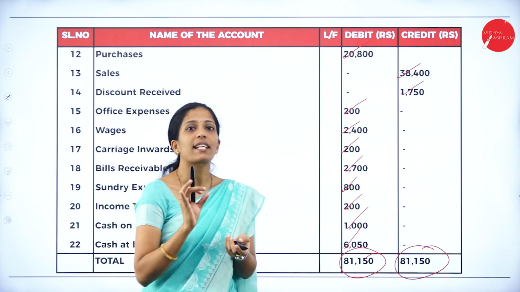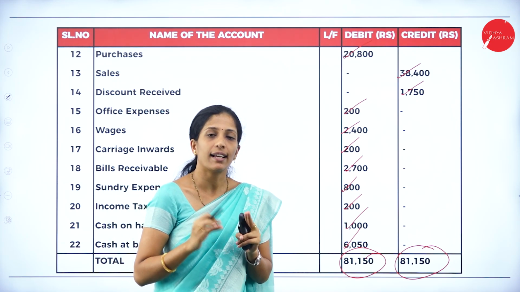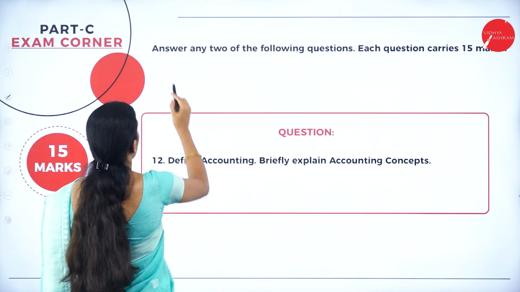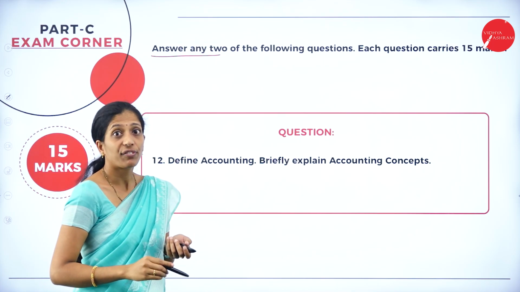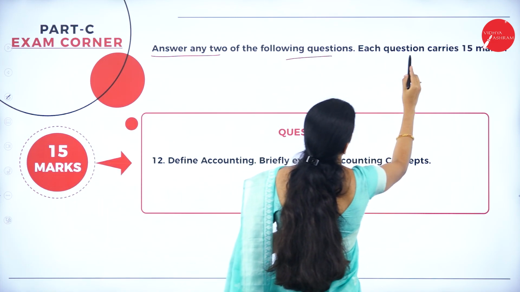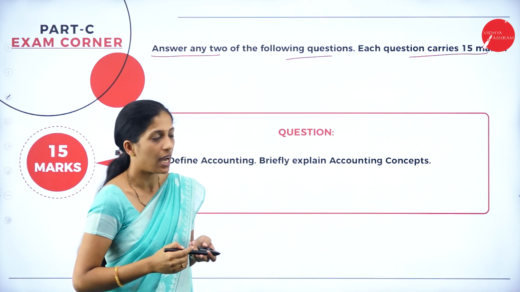These are all about the 10 marks questions. They have asked you 2 theory questions as well as 2 practical ones. One is on BRS as well as trial balance. Next, part C, 15 marks questions. Answer any 2 of the following questions. Each question carries 15 marks. So let us see what type of questions they have asked.